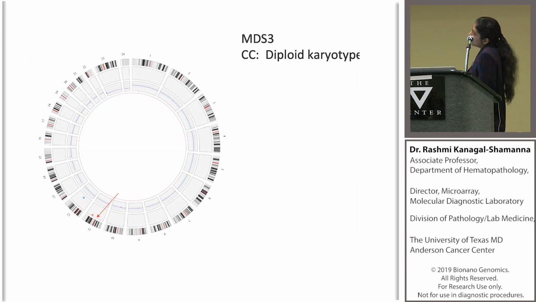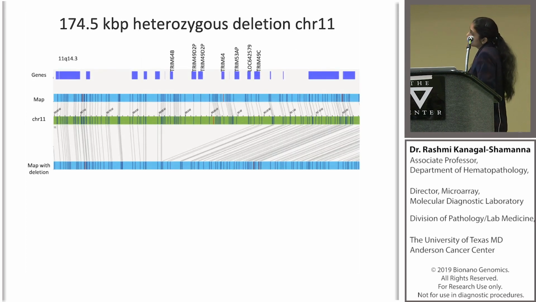Here is another case of MDS with a diploid karyotype. The circos plot is actually showing a subtle deletion on chromosome 11, which we indeed can confirm by zooming in here. Here is the map, and this maps to chromosome 11, suggesting that there is a deletion of this fragment. Now, what's the importance of this?